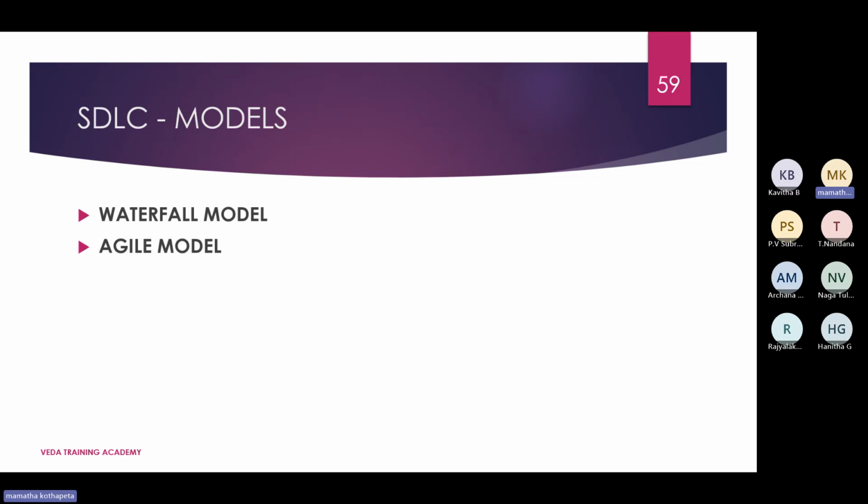We have two models. We have other models also, but these are very, very important models which regularly happen inside the organization. Now, what is the first model? Waterfall model. What is the second one? Agile model. Okay. First one is the waterfall model. The other one is the agile model. So let's talk about what is the waterfall model first. Waterfall model is also a kind of model. There will be different stages.